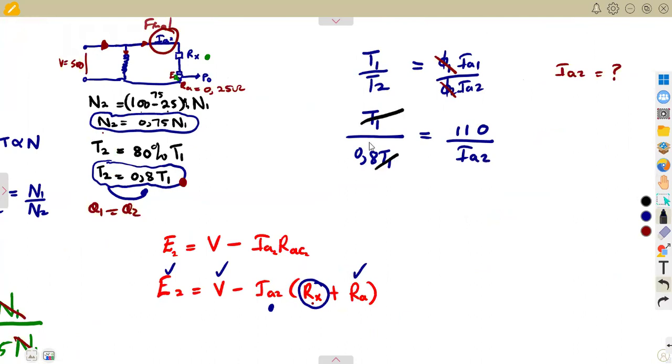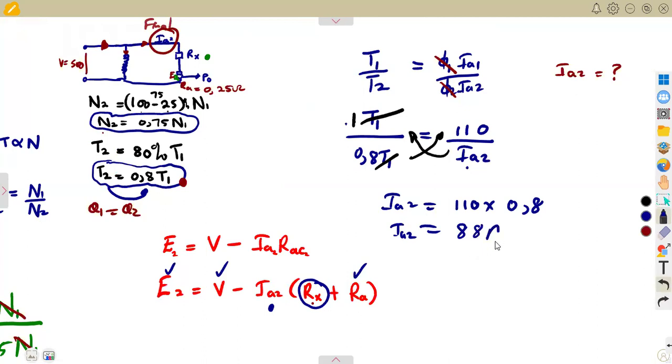So that is it. T1 and T1 can cancel. That's a 1 there. Cross multiply so that you can have the armature current 2. So armature current 2 is equal to 110 times 0.8. The product of this is going to give us armature current 2, which is 88 amps. All right, so this was going to be 88 amps.